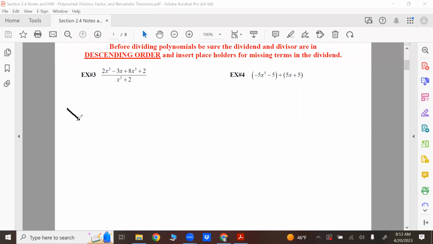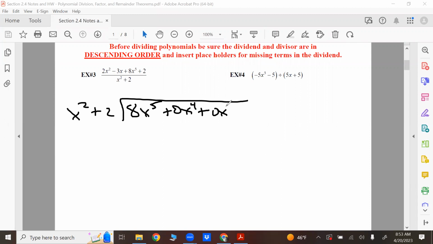So here's how it's going to work. You can put x squared plus 2 on the outside. And you're going to put this on the inside: 8x^5 plus 0x^4 plus 0x^3 plus 2x squared minus 3x plus 2. Wait, what? Okay. What's going on here?